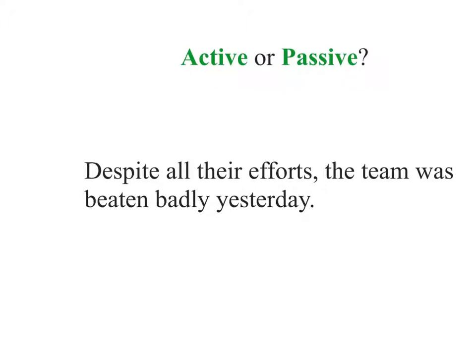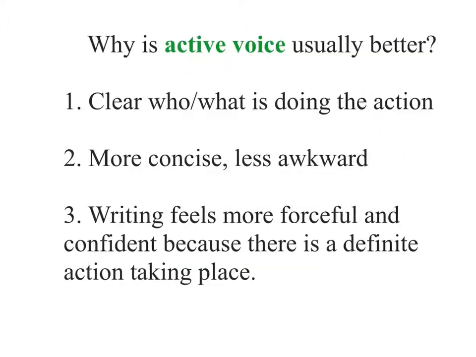Another example. Despite all their efforts, the team was beaten badly yesterday. So, who is the sentence about? Well, it's about the team. So is the team doing something? The team was beaten badly yesterday. No, they're having something done to them. They were beaten badly by the other team. So the other team in this sentence, which isn't actually in the sentence, but it's the other team that's active. They are actively beating this team. So this would be passive.